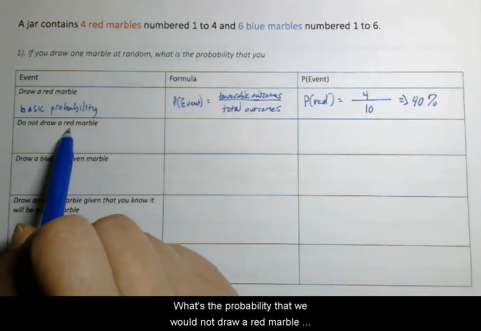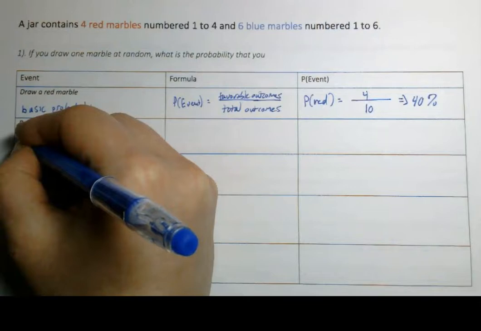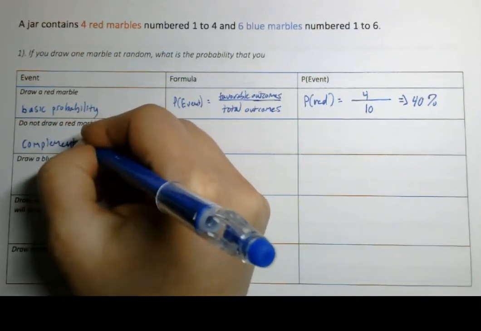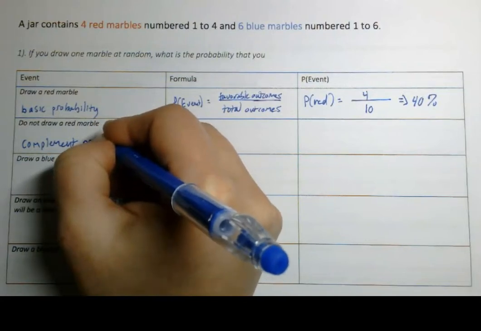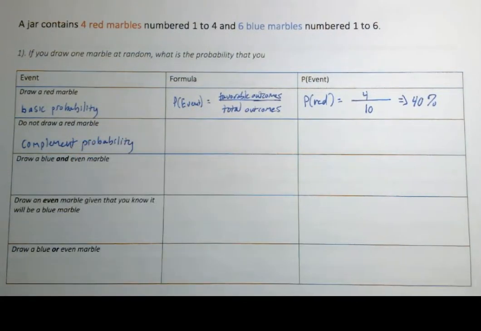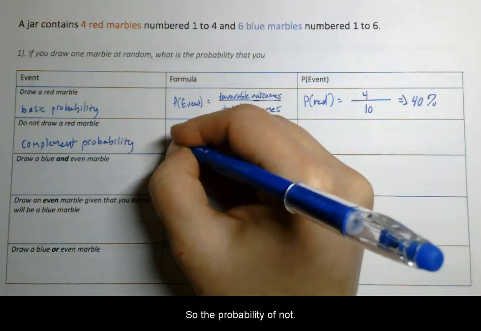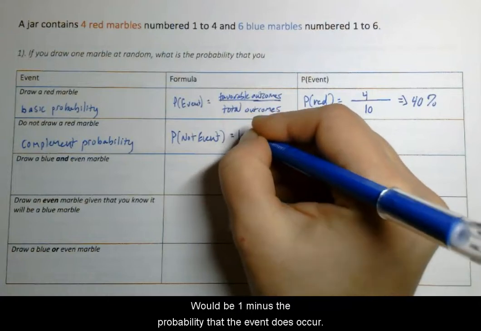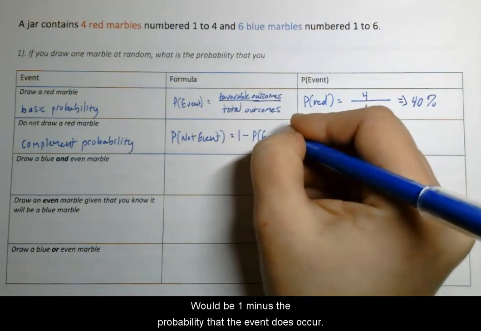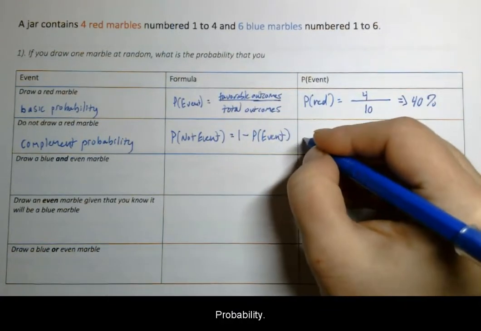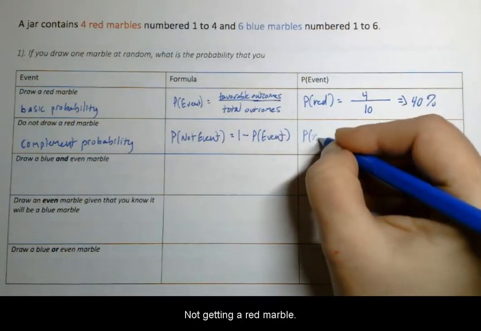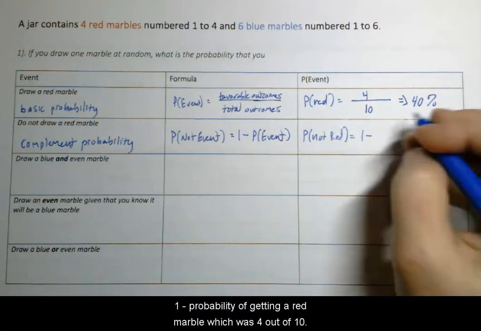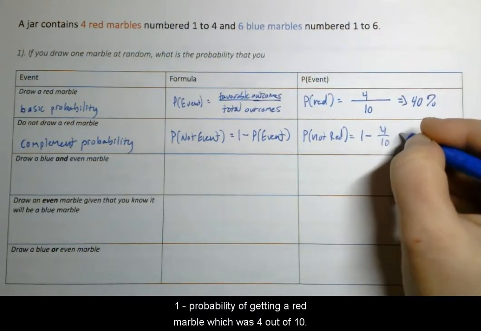What's the probability that we would not draw a red marble? Well, this is a complement probability, the probability that the event does not occur. So the probability of not occurring would be 1 minus the probability that the event does occur. So the probability of not getting a red marble equals 1 minus the probability of getting a red marble, which was 4 out of 10.